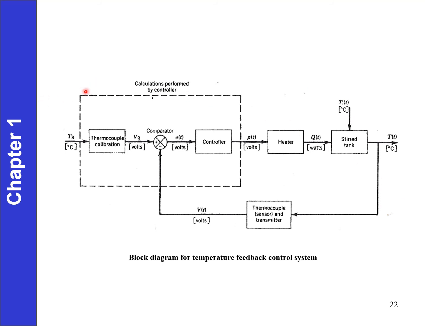Okay. So the calculation performed by the controller is this thing. Thermocouple calibration, comparator means the set point and the current measurement, and this is the controller. It will go to the heater, and then it gives the Q, and then it goes to our unit operation, in this case the stirred tank.